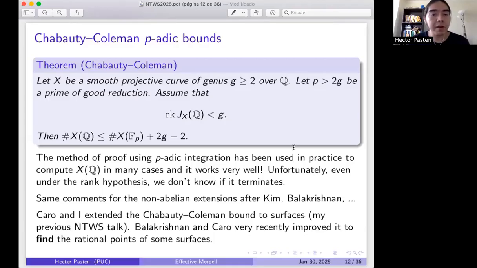At least when Caro and I proved this bound, we thought, okay, we're happy that we got a bound. It's very explicit, looks like Chabauty, but we didn't expect it was possible to modify this argument to make it work in concrete cases, but it turns out that Caro and Balakrishnan made it work.